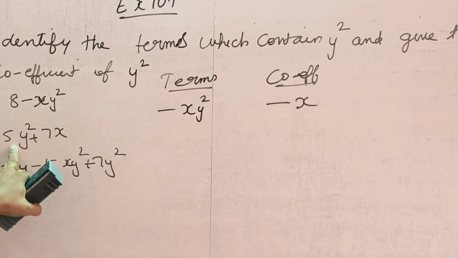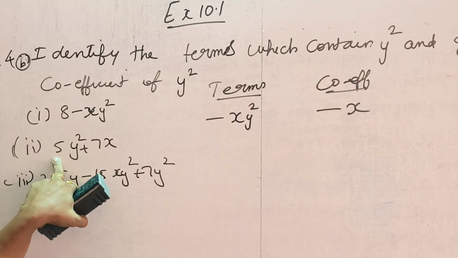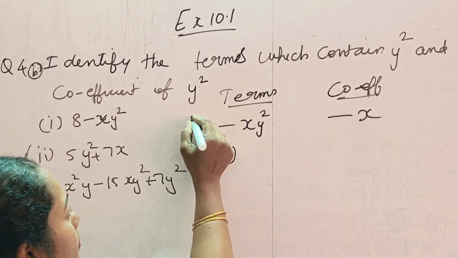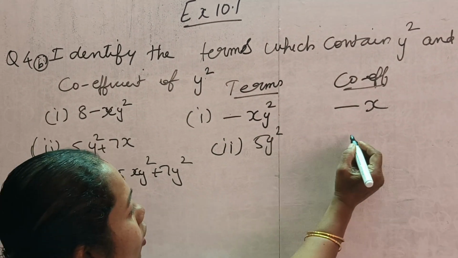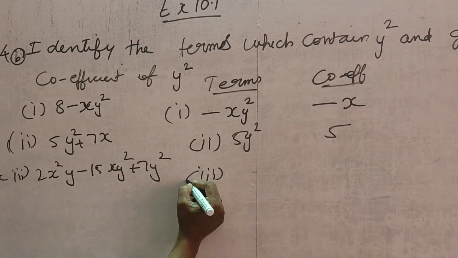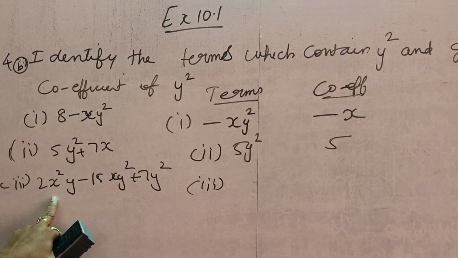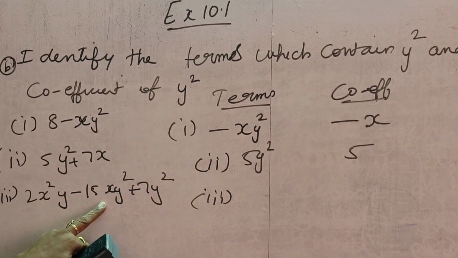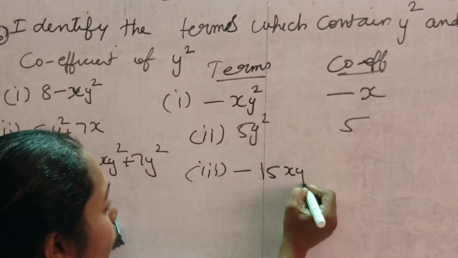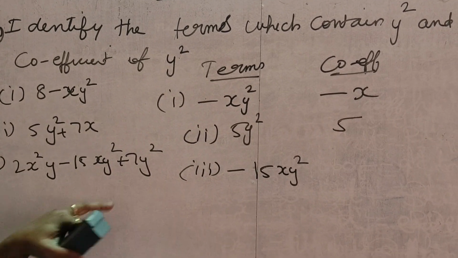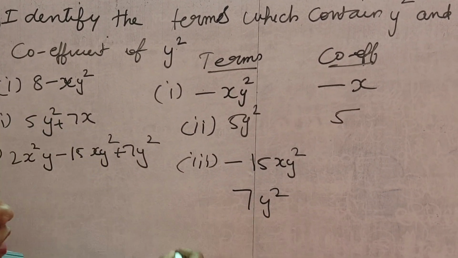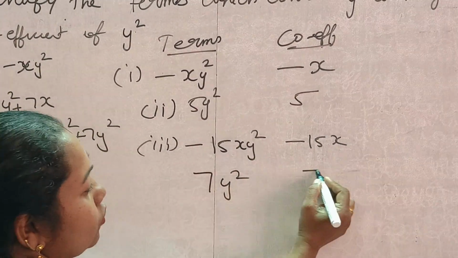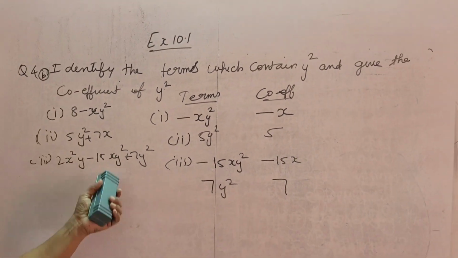Now the next question is 5y squared and 7x. The term which contains y squared is 5y squared, and the coefficient is 5. The third question: in 2x squared y, there is no y squared. In this case, minus 15xy squared is one of the terms, and in 7y squared also there is y squared, so 7y squared is the second term. The coefficient of minus 15xy squared is minus 15x, and the coefficient of 7y squared is 7. So these are the terms.